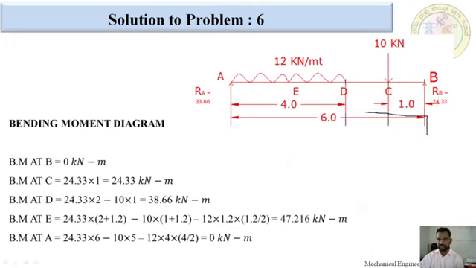This RB into this distance. This is positive because it is an upward force: positive 24.33 into 2. This is also 1.2 minus. This is a downward force. In bending moment calculation, downward force is taken as negative, negative into this distance of 1 meter, 10 into 1. By calculation we will get 38.66 kilonewton meter.